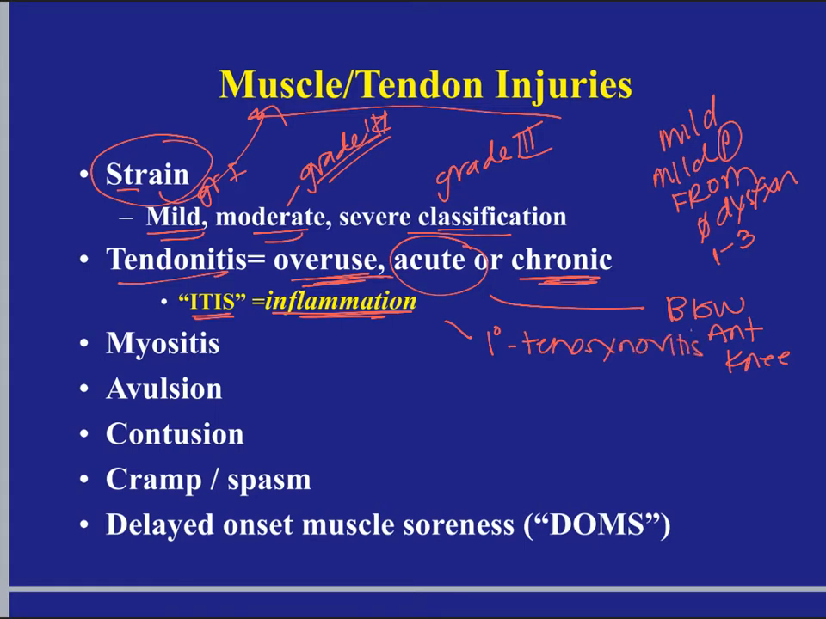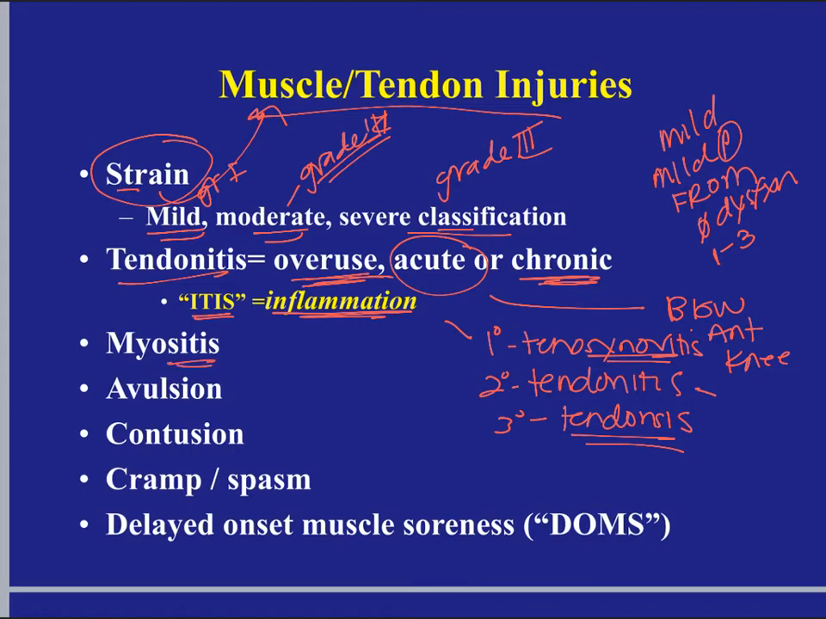Make sure I spell that right. Grade 2 is going to be tendinitis. And then last but not least, remember we said grade 3 was going to be that tendinosis. So in essence, tenosynovitis is going to be inflammation of the synovial sheath. Tendinitis is going to be actual inflammation of the tendon itself. And then last but not least, tendinosis is going to be that degradation of the actual tendon itself.